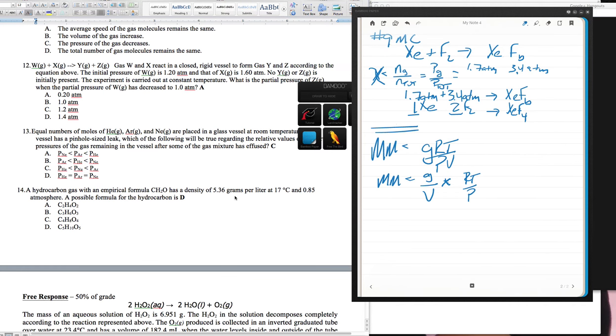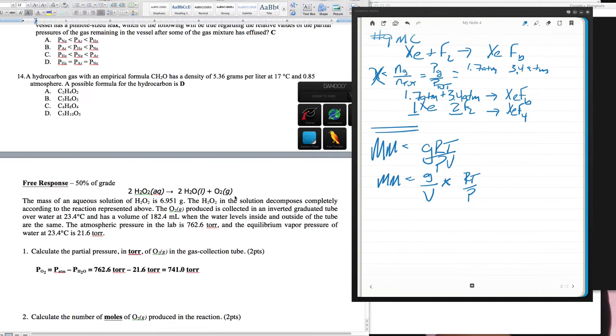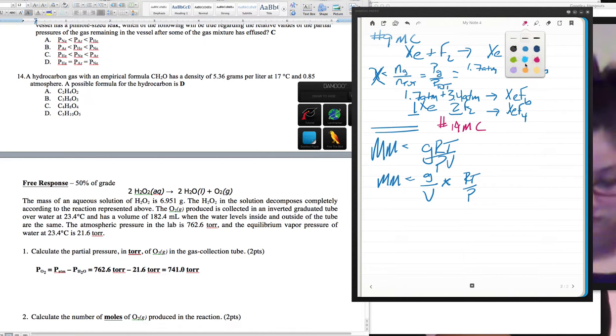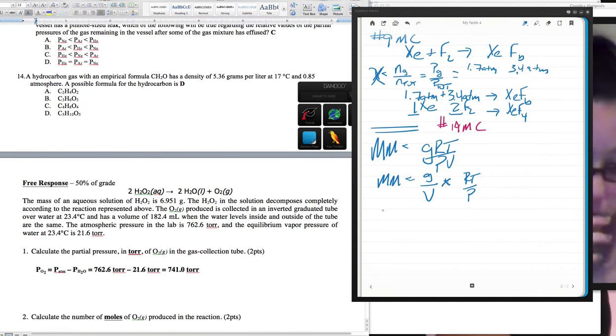Okay, so 14. I'll just continue with this. Let me change font so we know what we're dealing with here. Number 14, multiple choice. In this problem, it gave you some values for temperature and pressure, and then it gave you the density. It also gave you the empirical formula, asking you to find the molecular formula.